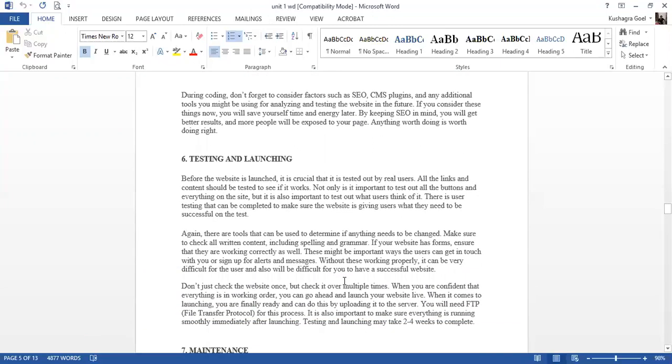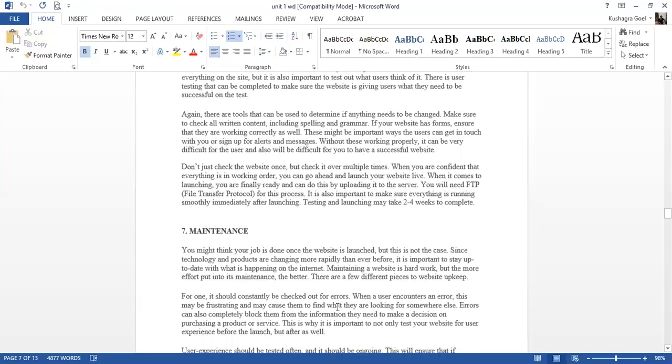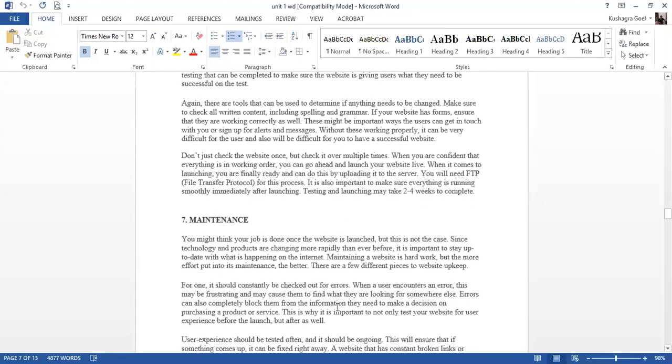Next is testing and launching. Before the website is launched, it is crucial to test it with real users and real scenarios. Every link should be tested to see that it works or not. Every button and every navigation should also be tested thoroughly. After testing and launching, it may take 2 to 4 weeks to complete.